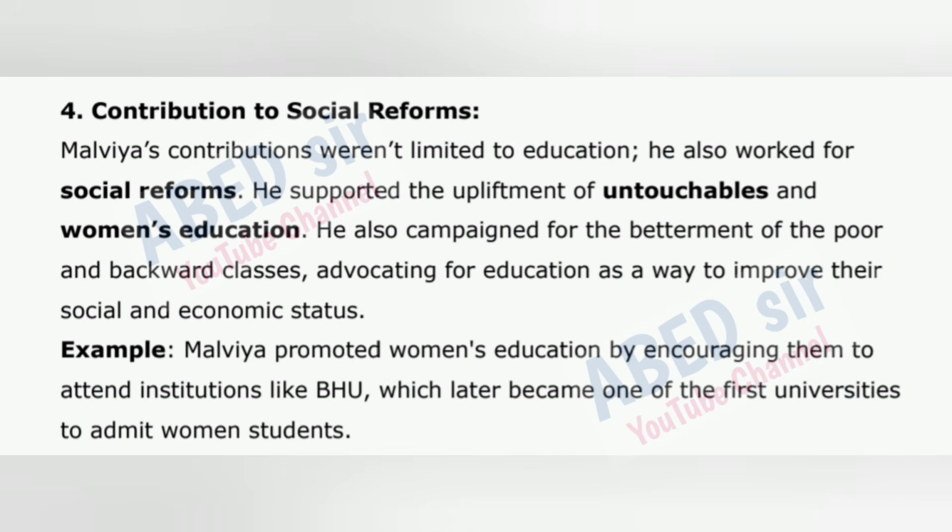4. Contribution to social reforms. Malviya's contributions weren't limited to education; he also worked for social reforms. He supported the upliftment of untouchables and women's education. He also campaigned for the betterment of the poor and backward classes, advocating for education as a way to improve their social and economic status. Example: Malviya promoted women's education by encouraging them to attend institutions like BHU, which later became one of the first universities to admit women students.